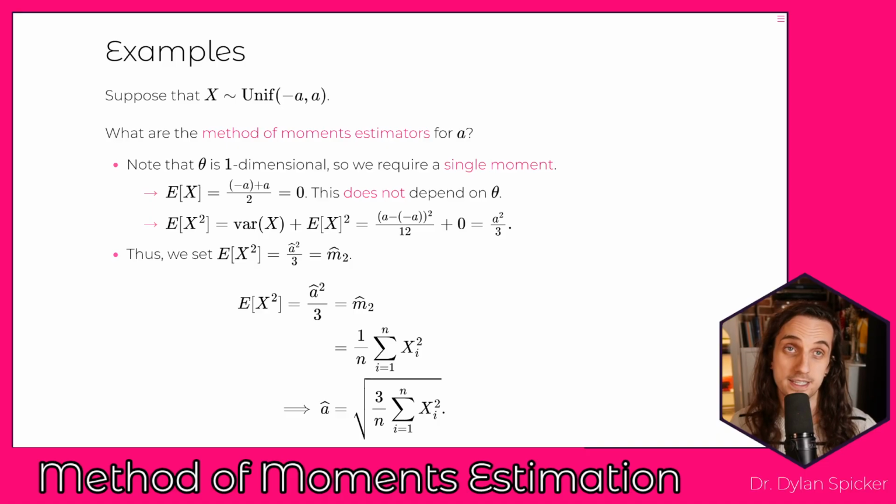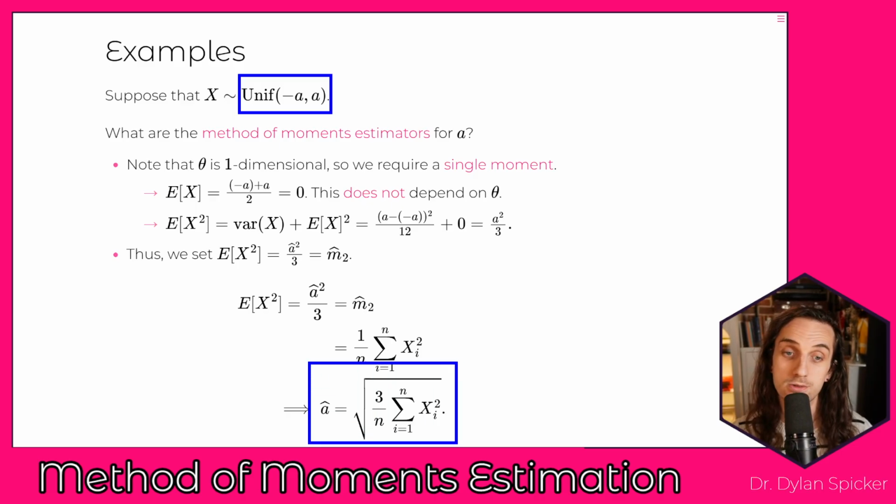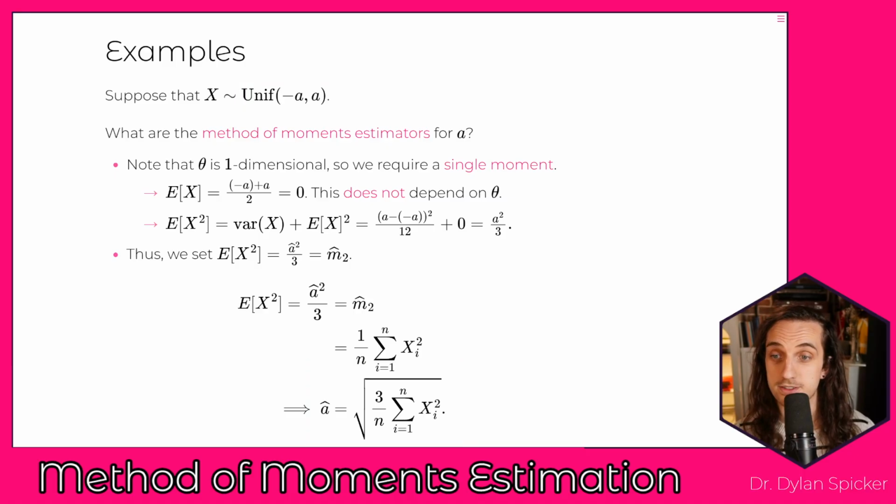If we set the second moment equal to the second sample moment, and then we solve for what a hat would have to be, that gives us a hat is the square root of 3 over n, the sum of i equals 1 up to n of xi squared. And so then given any sample, if you knew it was coming from this uniform negative a to a distribution, and you want to estimate what a is, you can use this estimator here. Right? So that's always going to give you a valid estimator.